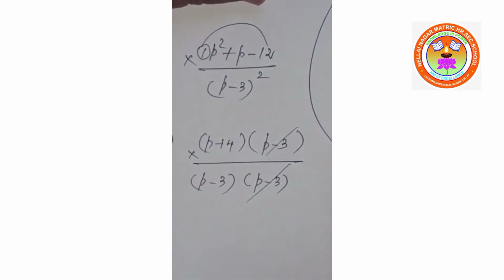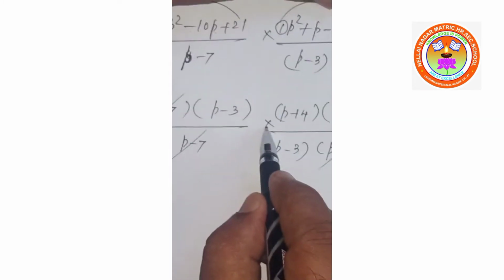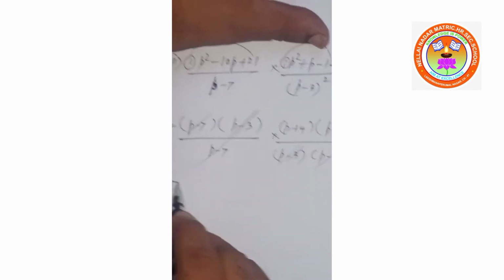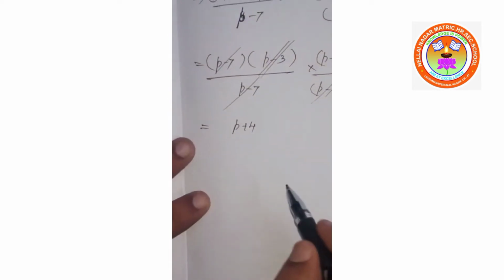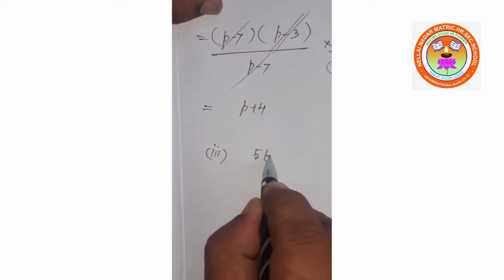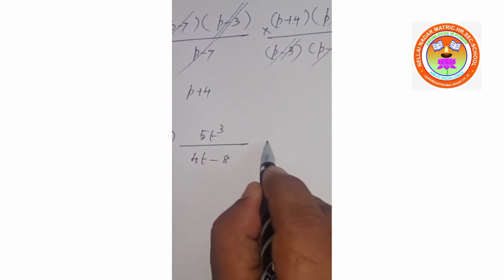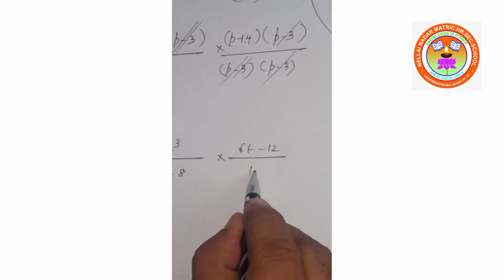p minus 3 gets cancelled, p minus 7 gets cancelled. Since it is a product symbol, you can even cancel these two, p minus 3. So the left out factor is p plus 4. That's all. Last, subdivision number 3: 5t cube divided by 4t minus 8, into 6t minus 12 divided by 10t.